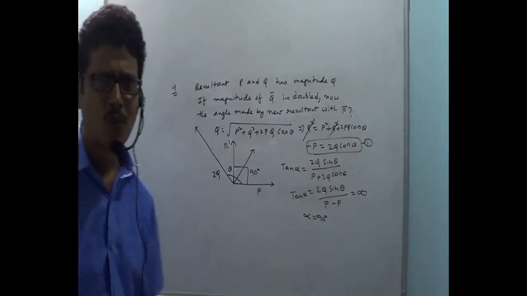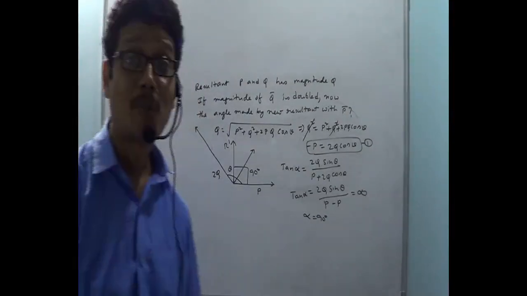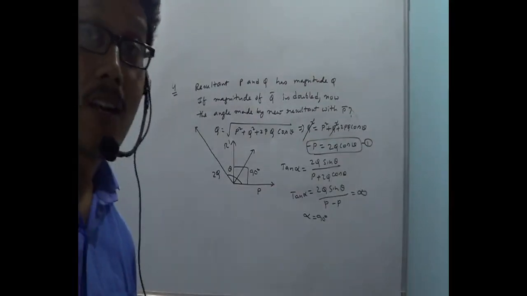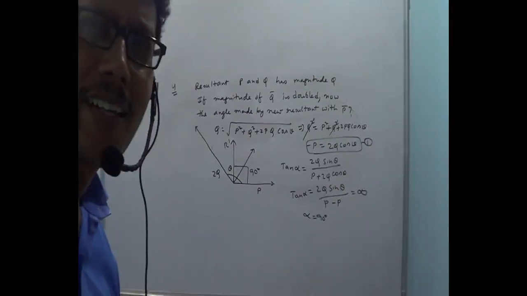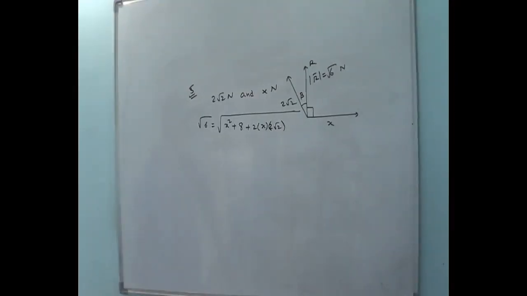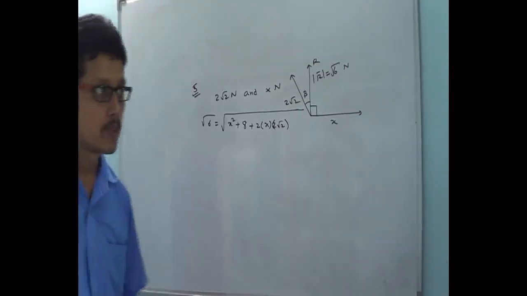And that can only take place when alpha is 90 degrees. Tan 90 is infinity. Okay, one minute.